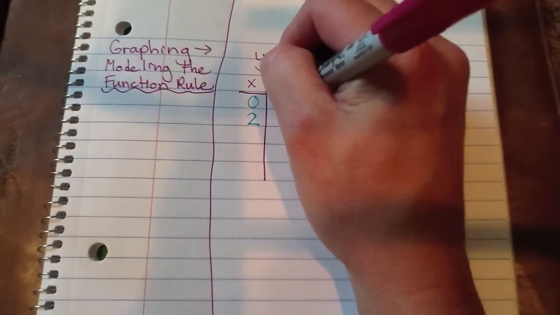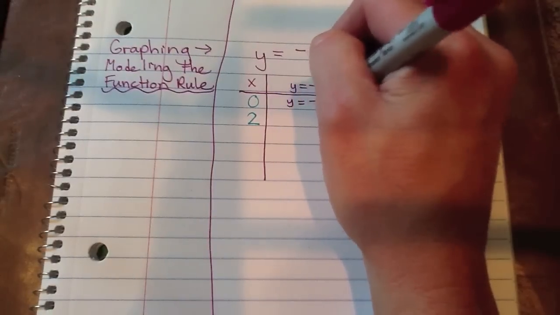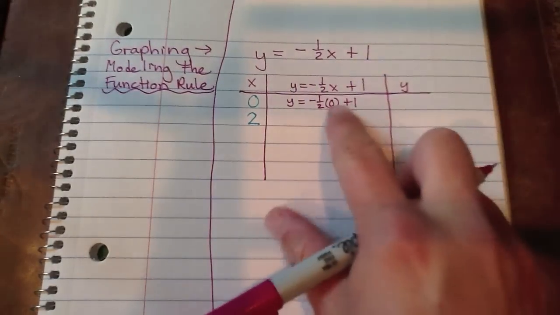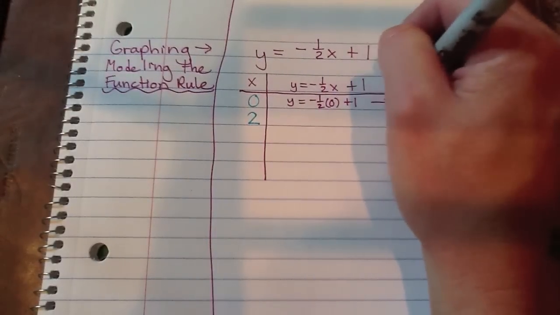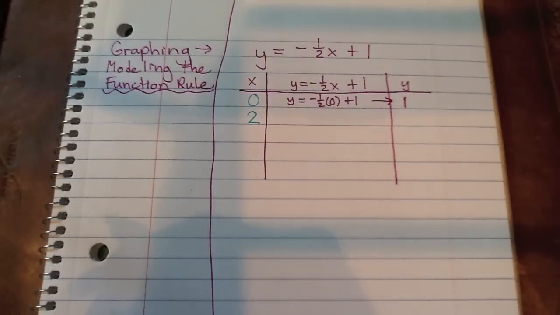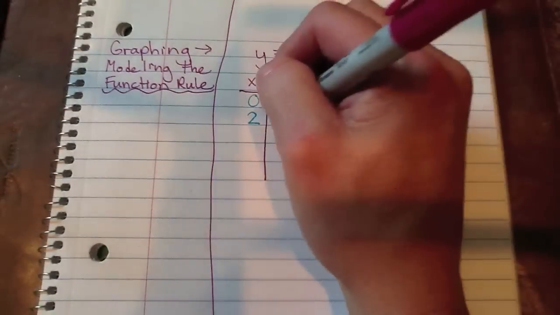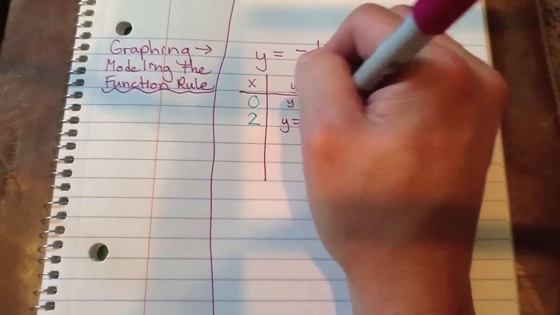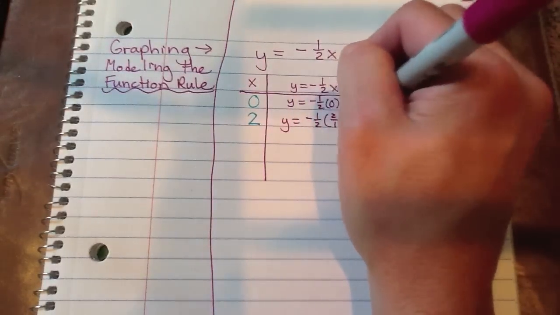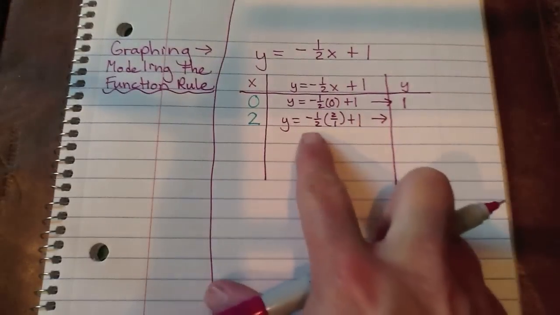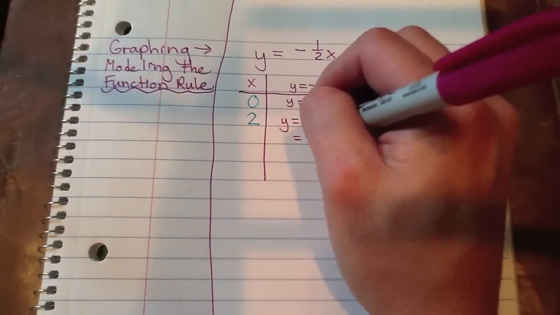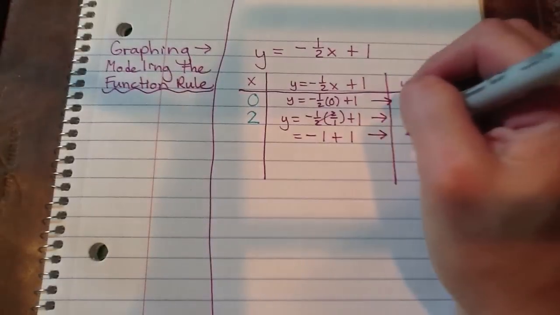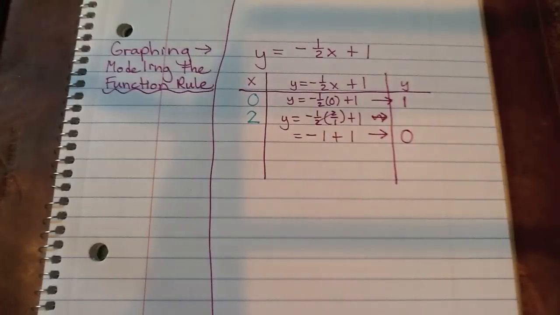So we plug it in, we get y equals -1/2 times 0 plus 1. -1/2 times 0 is 0. 0 plus 1 is 1. So your output is 1, or your dependent variable is 1. Now let's try it with 2. y equals -1/2 times 2 over 1, because that's the same thing, plus 1. Negative times a positive is a negative, and this becomes a 1, so I have -1 plus 1, which ends up being 0. So I took up 2 lines to do that one, which is fine.